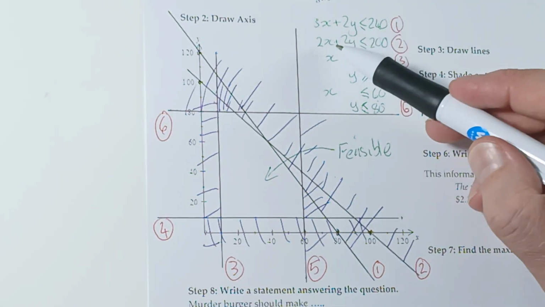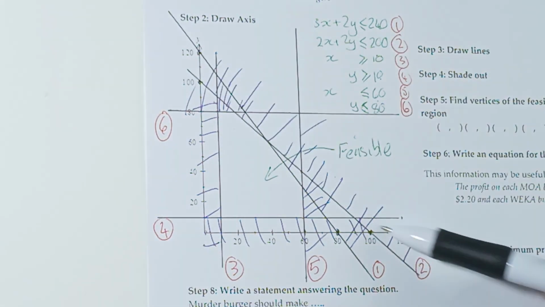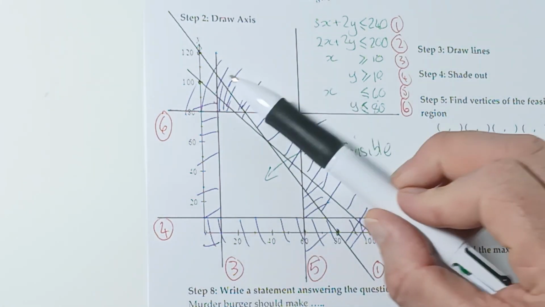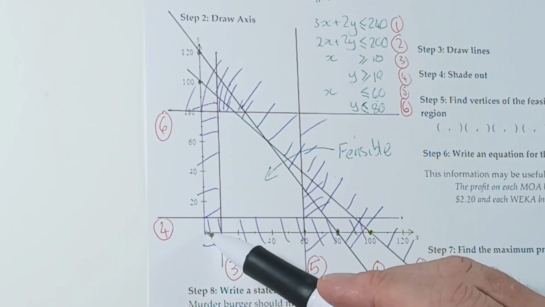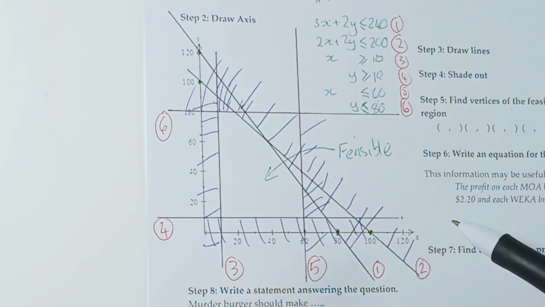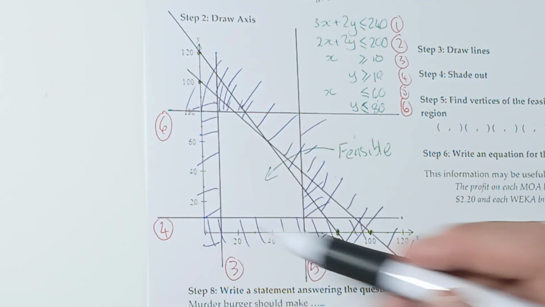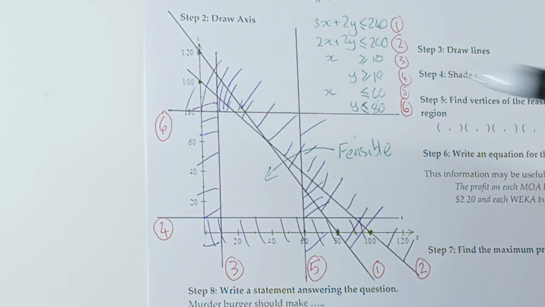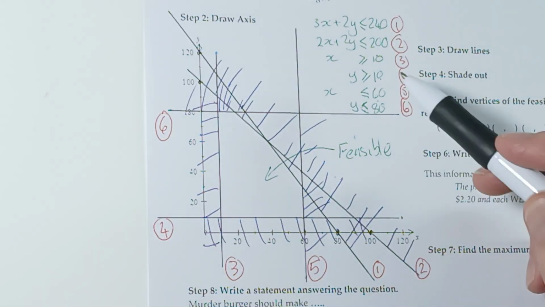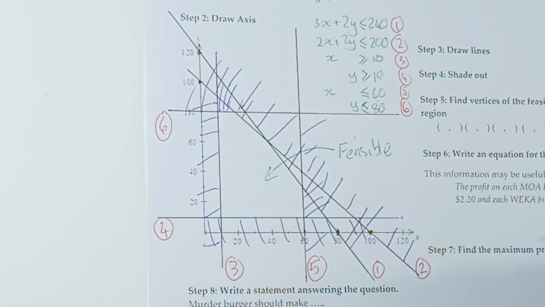We do the same for number 2. We put in 0 and 0, we get 0 is less than 200, which is true. So this line here is saying that that point is allowed, which means the other side must be shaded out as not allowed. Now the line where x is greater than 10, we ask the question, is 0 greater than 10? 0 is not greater than 10, so that's not allowed, so we shade the opposite side out. Same with the y. We check if this y value here, 0, is greater than 10. It is not, so this is not allowed, so we shade down there.